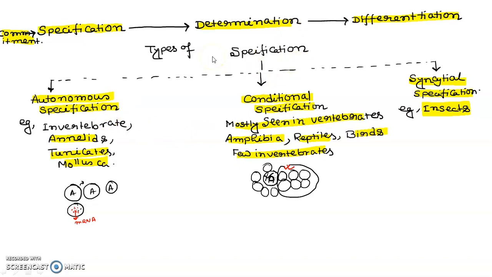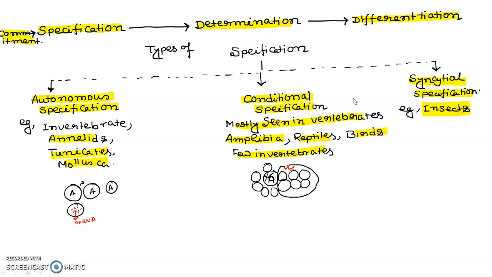Now we can classify the types of specification. How many types of specification are there? There are three types: autonomous specification, conditional specification, and syncytial specification. Autonomous means self. Autonomous specification is basically found in invertebrates such as annelids, tunicates and molluscs. Conditional specification is mostly found in vertebrates like amphibians, reptiles, birds, and a few invertebrates. Syncytial specification is found in the insect group.